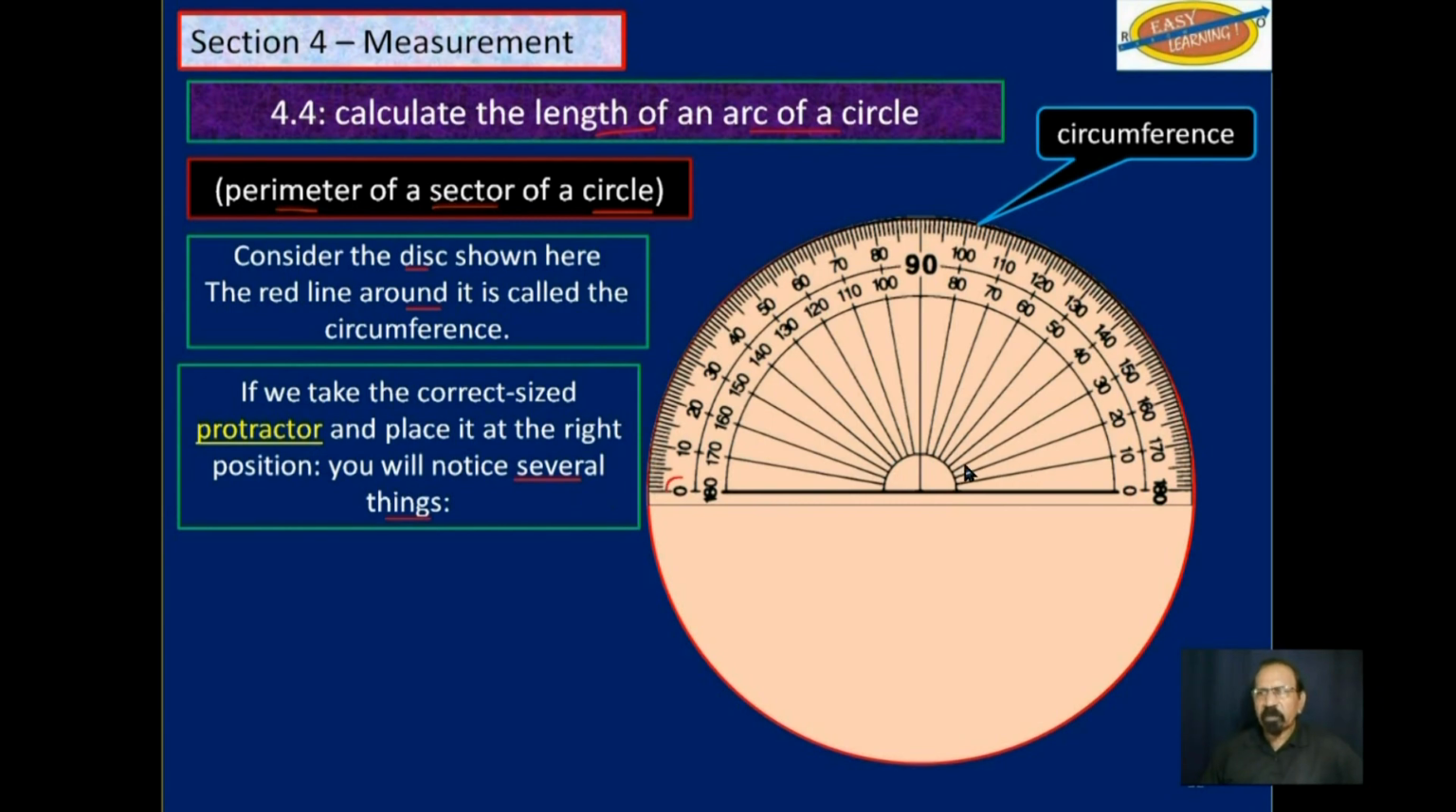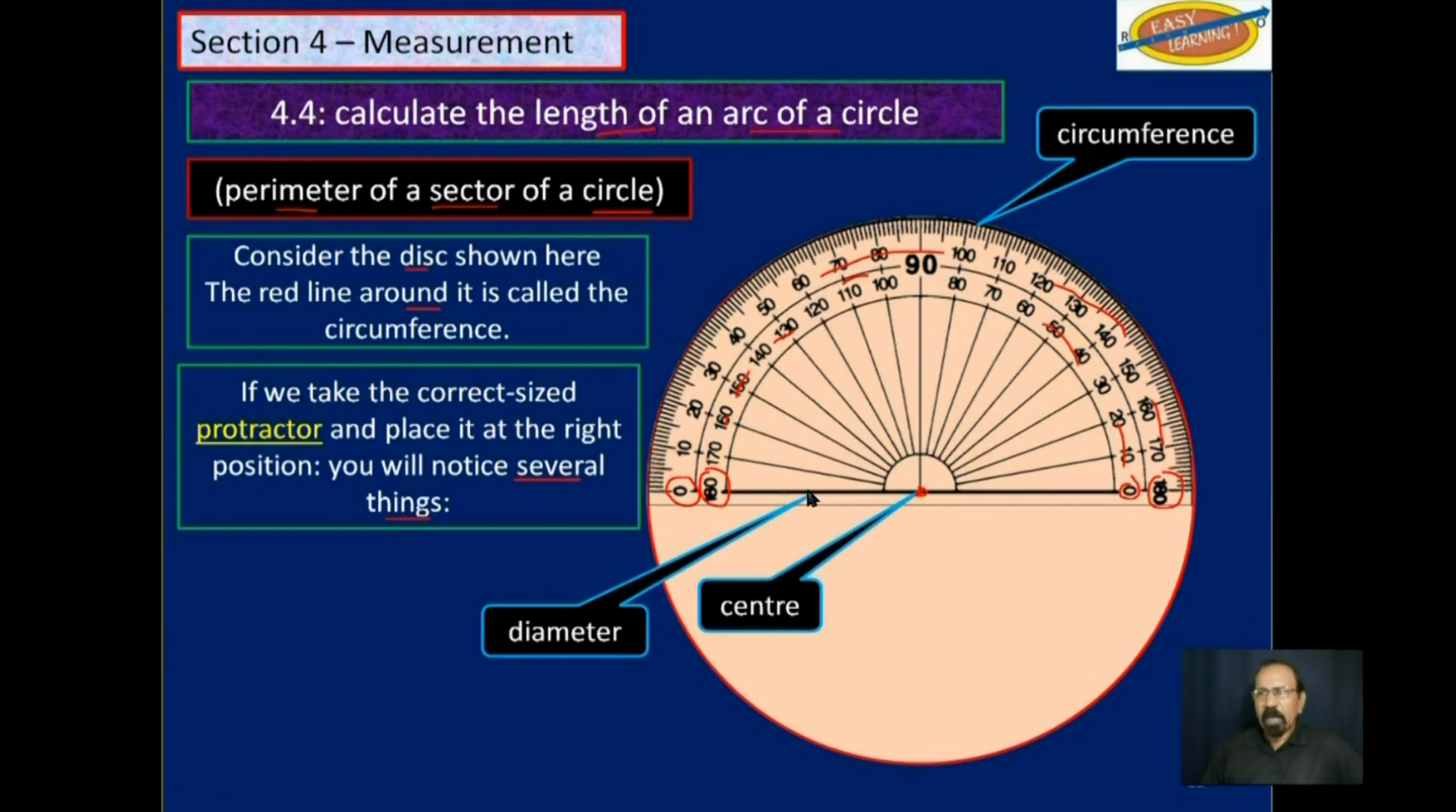Notice it starts here from 0 and goes all the way around like that to the right to 180, or if you begin on the right at 0 here, you come all the way around like that to 180 here on the protractor, not on the disc. So the protractor goes from 0 to 180 in either direction. This is the center of the circle, and we have placed the protractor such that this point here falls exactly at the center of the circle.